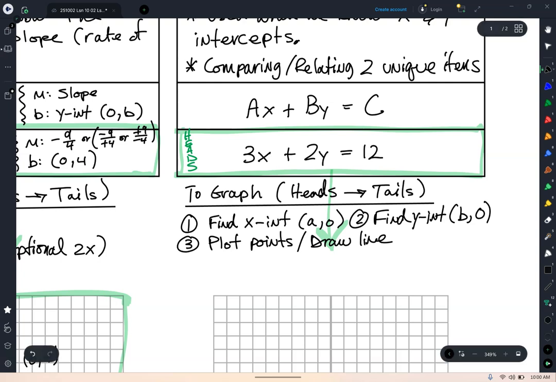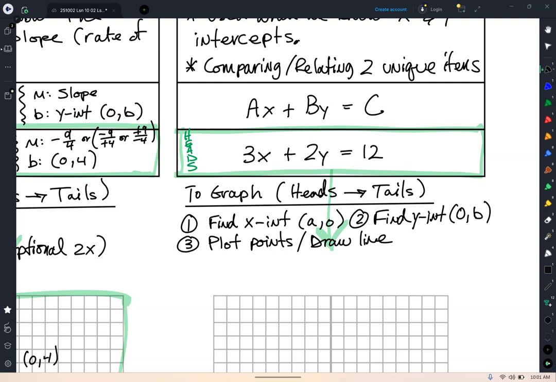I'm sorry, it should be 0 comma b. You're right. It should be 0 comma b. See how smart you guys are? That's what I love about teaching this class. You guys are so much smarter than me. It's great.